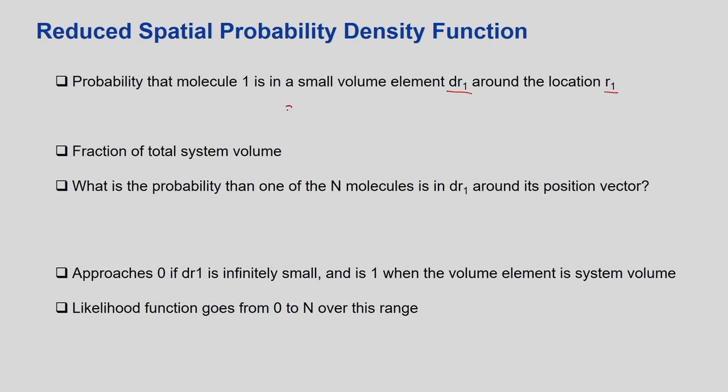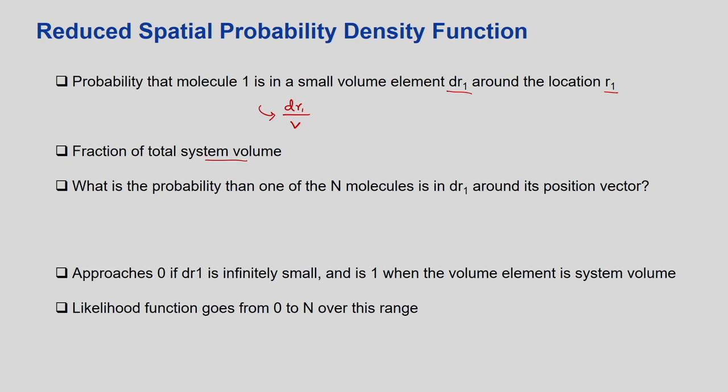So, it is nothing but dr1 by the total volume. What is the total volume? V. That is it. Because in this one volume only one molecule can stay, and in V all other molecules are staying. So, the probability is that the particular volume has one atom of this particular molecule divided by the total volume. So, this will be simply equal to dr1 by V. It is a fraction of the total system volume.